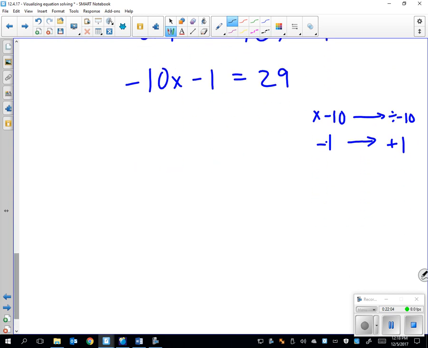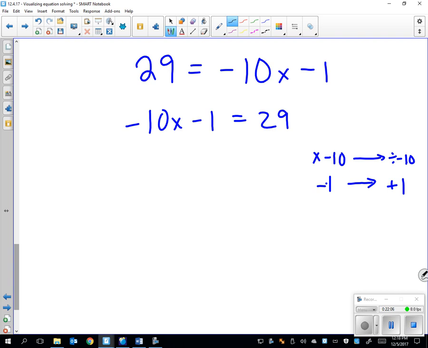Okay, so which one are we going to do first? Jordan! We're going to do the add. Yes, very good. We're going to do this one here first. So I'm going to add 1 to both sides. Then what am I going to do, Danica? How about I finish this before I do the next step? What a good idea! Here we go. -10x is equal to 29 plus 1 is? 30. Yeah. Now, Danica, what am I going to do?